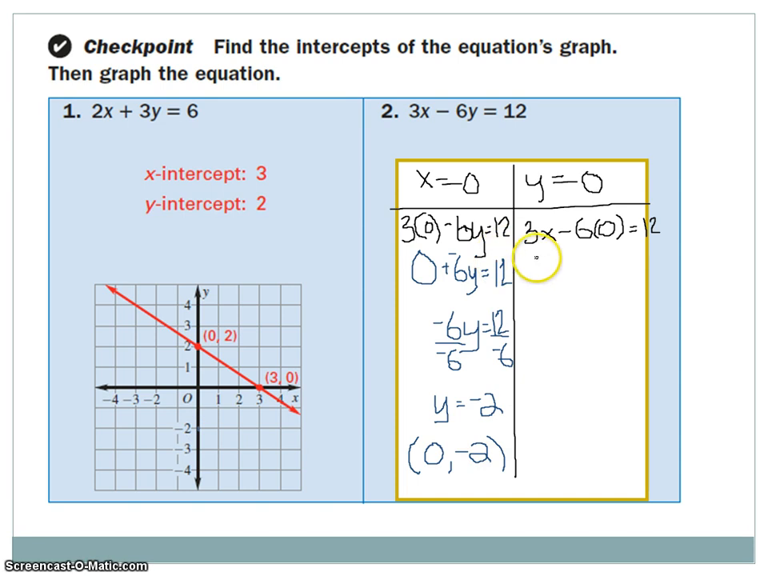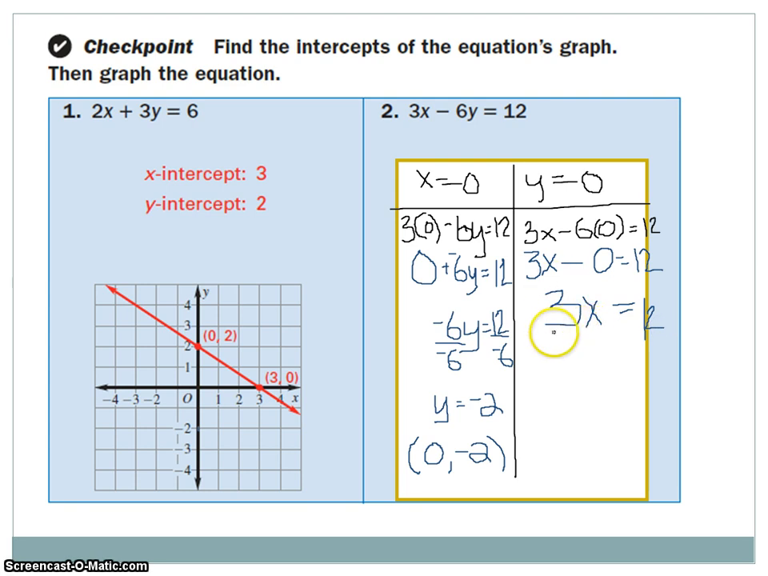Let's go to the y side. So now, instead of y, I'm going to put in 0. Oh, I want that x. We're finding x this time. 6 times 0 is 0. Again, you can keep bringing down the 12. You can bring it down at the end. 3x minus 0, well, that's just 3x, equals 12.